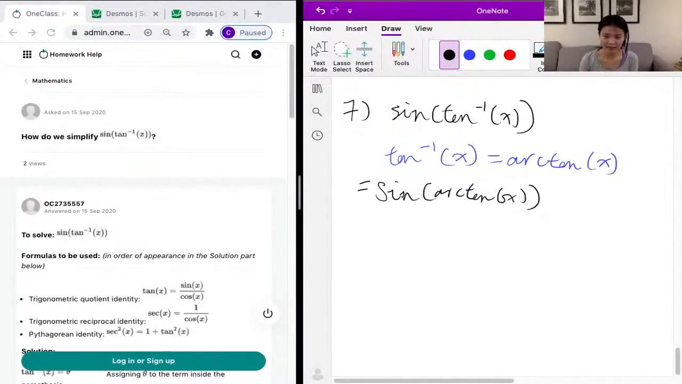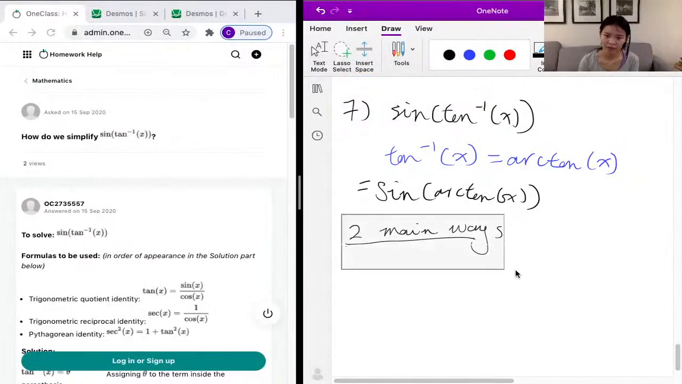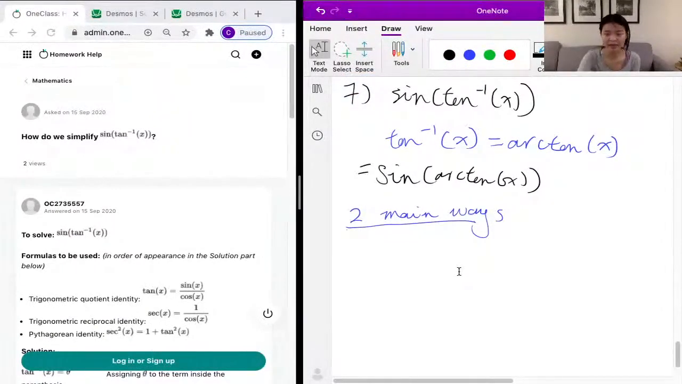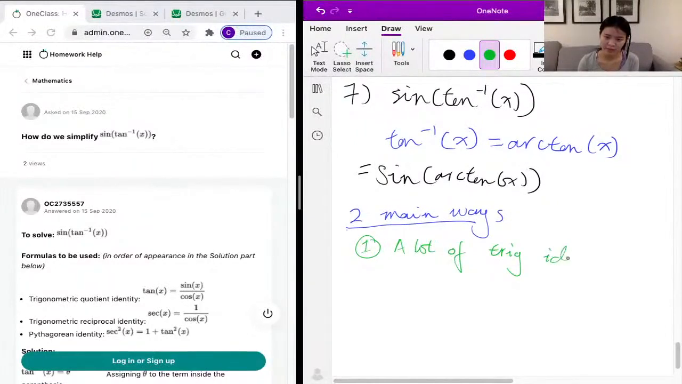There are two main ways to solve this problem. I prefer one of them, and the one that I'm going to show you is probably the easiest, or the more intuitive way of the two. Let me briefly state the two possible ways. The first way is to use a lot of trig identities. Which specific trig identities you're going to use will depend on the specific question.